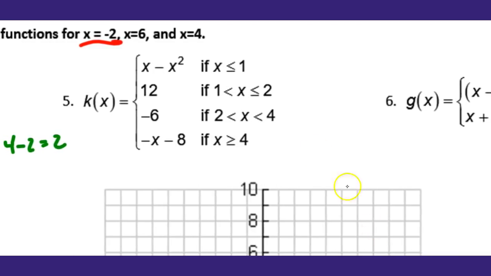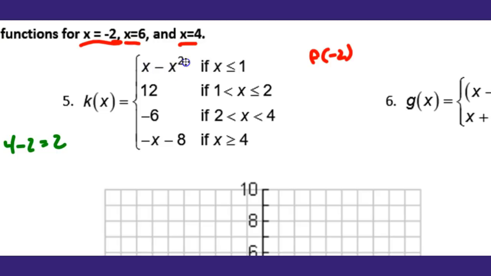Now, I come over here for this one. Alright. For this one, we're using the same x values, these three up here. So first I start with f of -2. And I ask myself, is -2 less than or equal to 1? It is, so I'm going to use this equation right here.